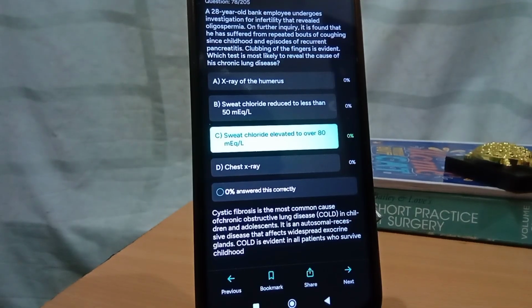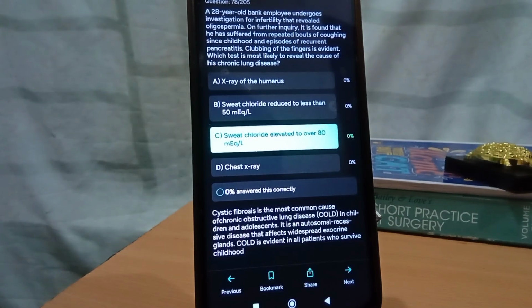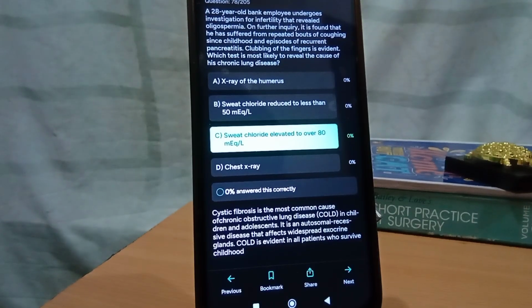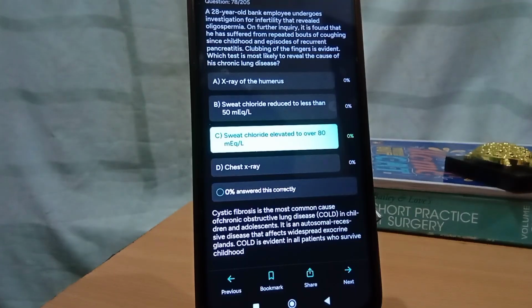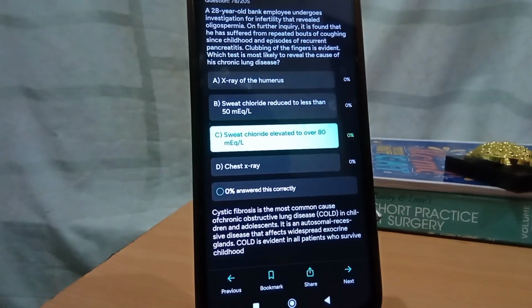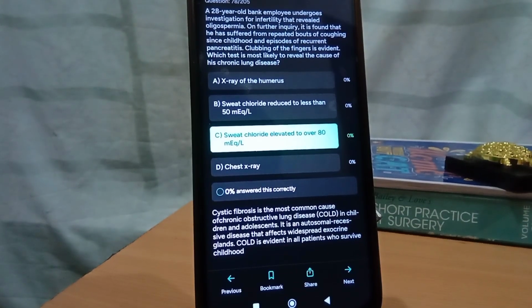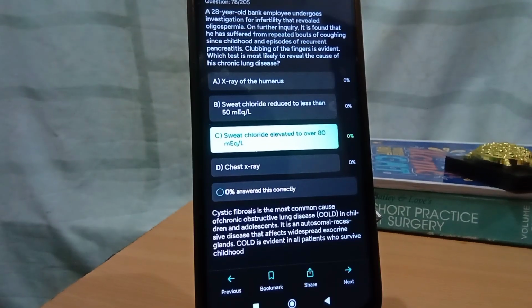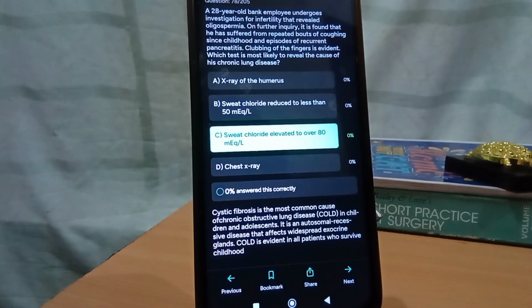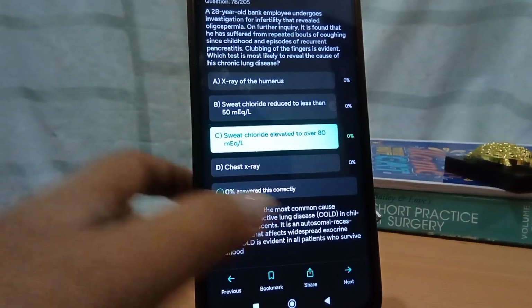A 28-year-old bank employee undergoes investigation for infertility that revealed oligospermia. On further inquiry, it is found that he has suffered from repeated bouts of coughing since childhood and episodes of recurrent pancreatitis. Clubbing of the fingers is evident. Which test is most likely to reveal the cause of chronic lung disease? Cystic fibrosis is the most common cause of chronic obstructive lung disease in children and adolescents. It is an autosomal recessive disease that affects widespread exocrine glands. Clubbing is evident in all patients who survive childhood. So the test most likely to reveal it is sweat chloride elevated to over 80 milliequivalents per liter.